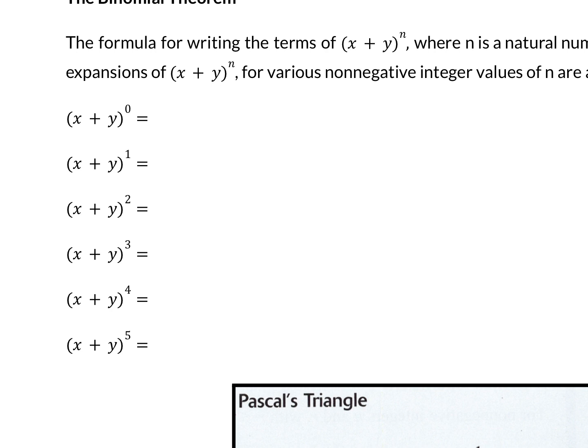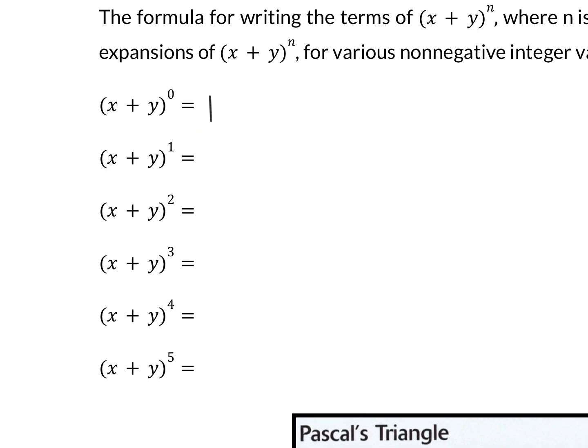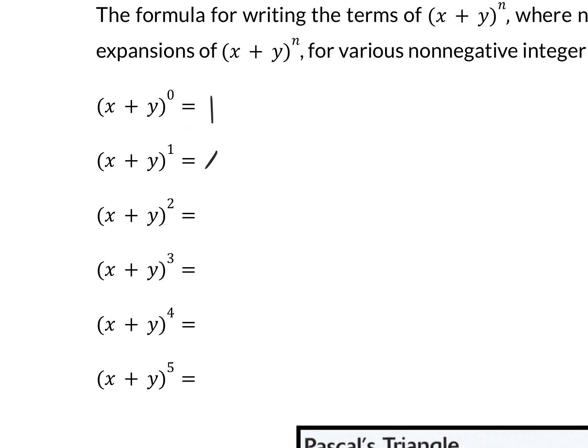So x plus y to the 0 power, that's an easy one. What is x plus y to the 0 power? 1. Anything to the 0 power is just 1, right? X plus y to the first power would just be x plus y.